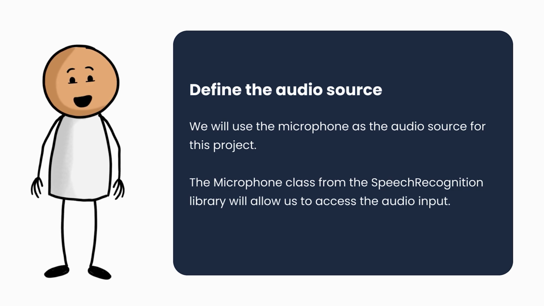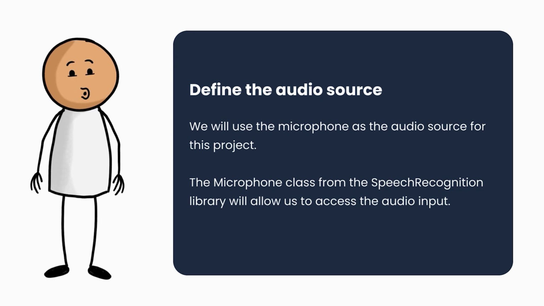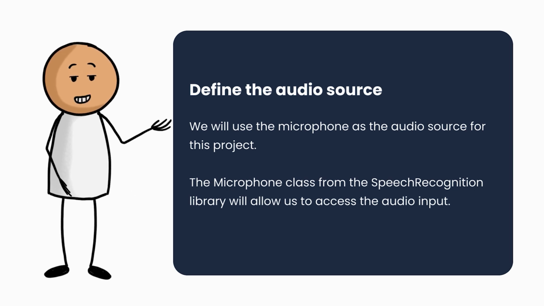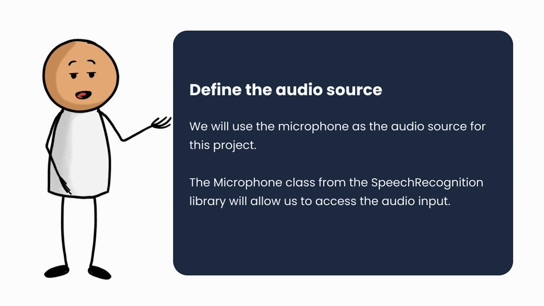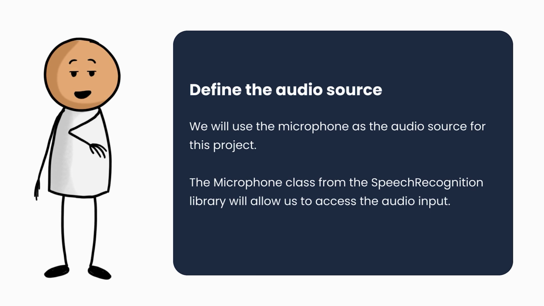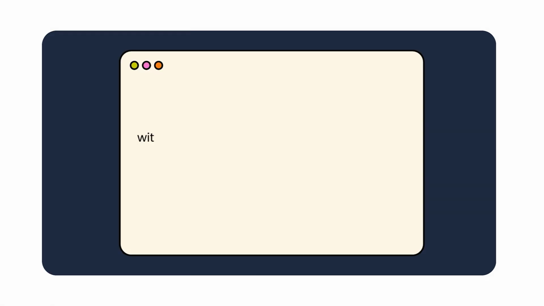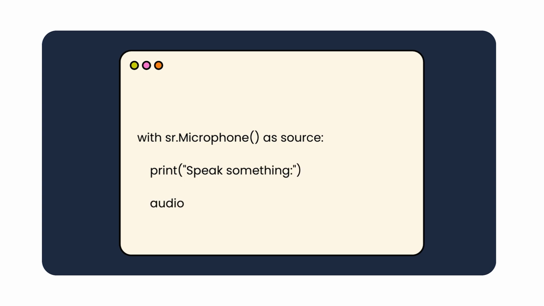Step 2. Define the audio source. We will use the microphone as the audio source for this project. The microphone class from the speech recognition library will allow us to access the audio input. This code block will listen to audio input from the microphone, and store it in the audio variable.